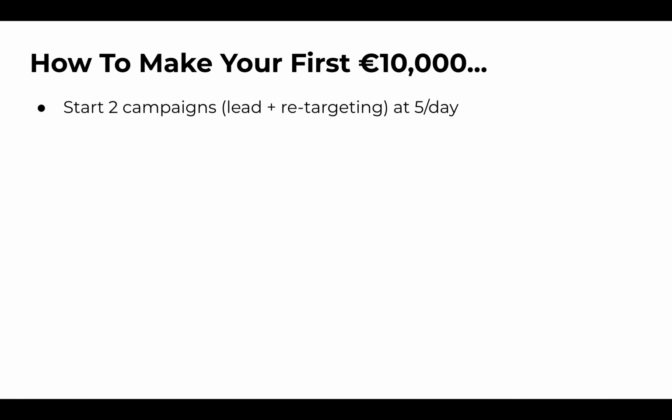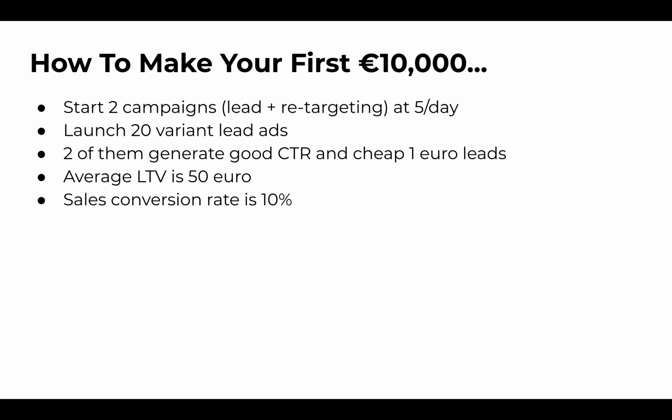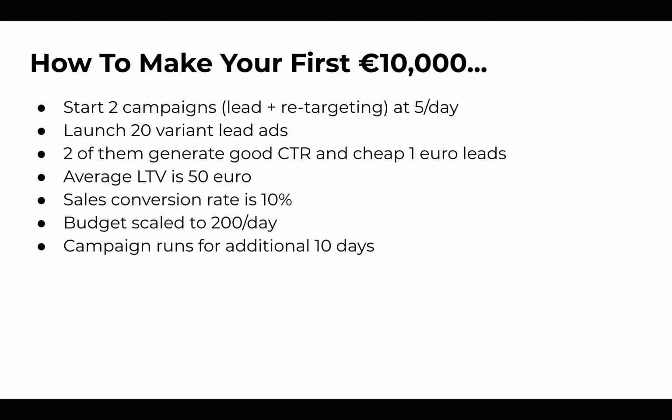Let's look at a use case of how to make your first 10,000 euros. We can start with 2 campaigns, a lead and retargeting campaign at $5 a day, and launch 20 variant lead ads. 2 of them might get good click-through rates and a cheap €1 lead, and we can then take that and say, well, if we have an average LTV of 50 euros and our sales conversion rate is 10%, we can take the budget and start to scale it to $200 a day to start generating leads for this campaign.